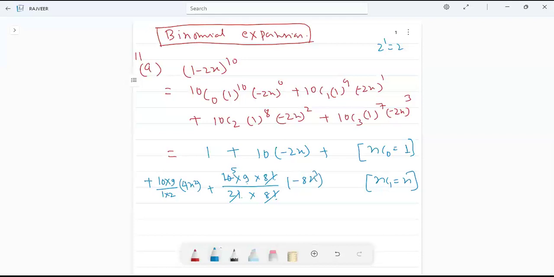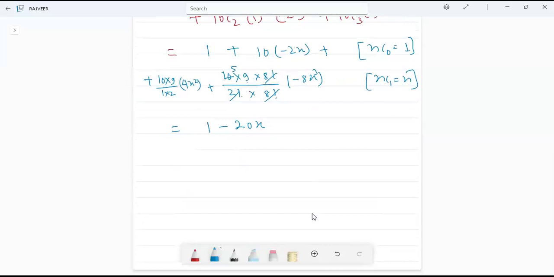Now we rewrite the terms. So this will be 1 minus 20x, and this is 45 times 4 is 180x square, and we have 45 into 8 is 360x cube. This should be the answer. Is it 360 or 960?